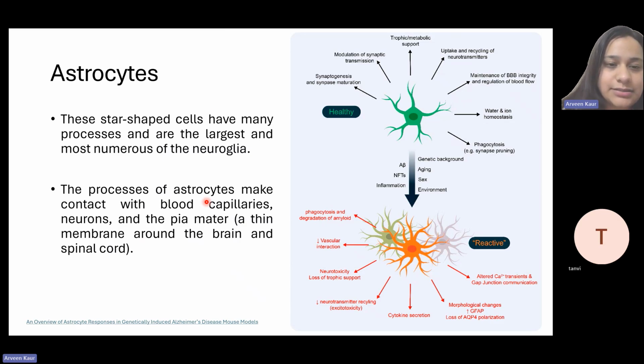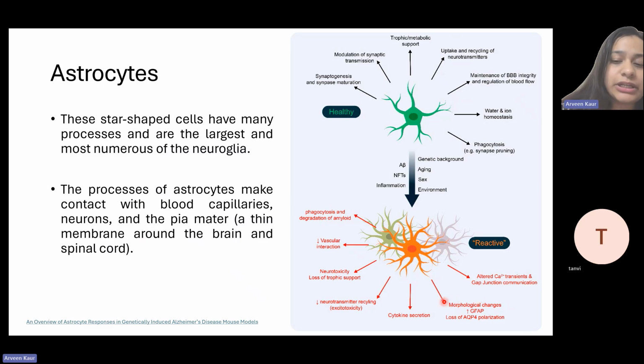So one of them is the astrocyte also, as we studied, right? If the astrocyte is not functioning to its capability, then the neurotransmitter will not degrade, right? That neurotransmitter will remain there and the effector cell will keep functioning. So over-functioning will also create a type of toxic condition that is known as excitotoxicity, right? Then it will also lead to cytokine secretion, which will lead to more inflammation in the brain. It will lead to altered calcium transients and gap channel communication. Calcium is actually responsible for a lot of signaling in the brain, and if that is altered, signaling will be altered, right?